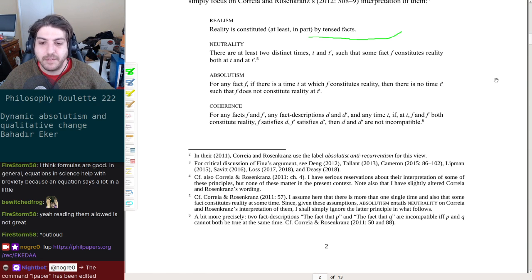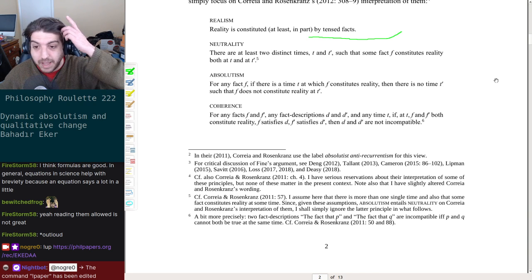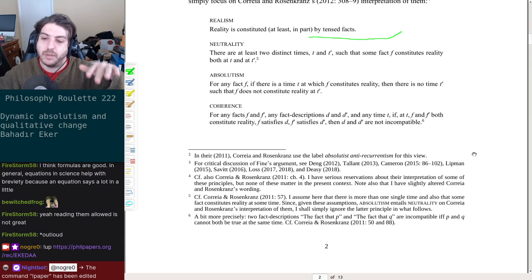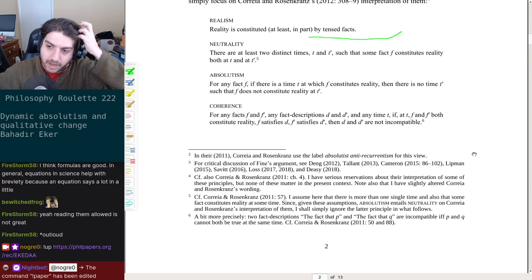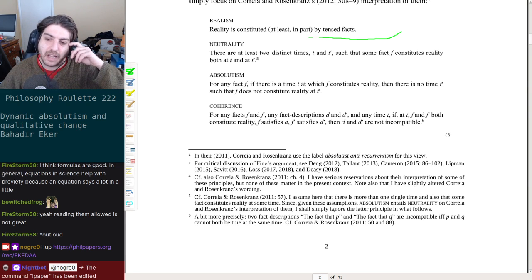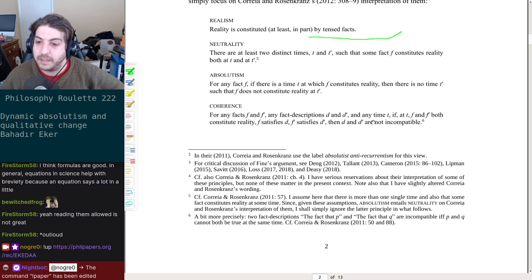And coherence. For any fact f and f prime, any fact descriptions d and d prime, and at any time t, if at t, f and f prime both constitute reality, f satisfies d, f prime satisfies d prime, then d and d prime are not incompatible. So basically, coherence means that two facts can't contradict. If you've got two different things at two different times, that's fine, but two descriptions of reality can happen at different times, even if they don't work together at the same time.